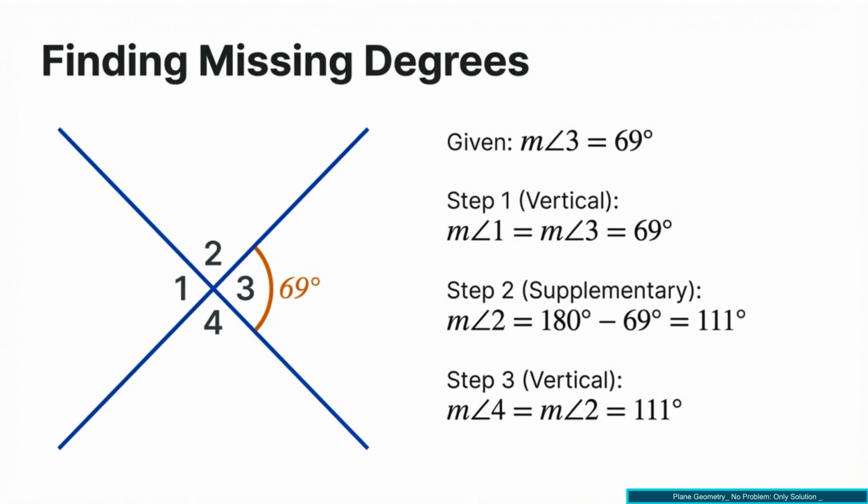We can find missing degrees using the relationships we've learned. Vertical angles are equal, and supplementary angles total 180 degrees, allowing us to find all unknown measures.